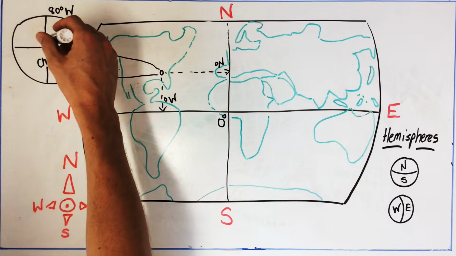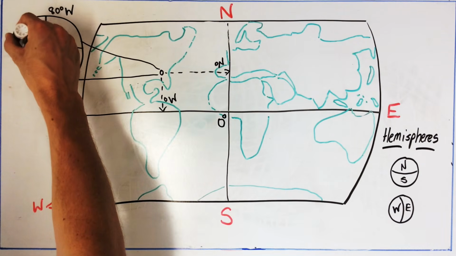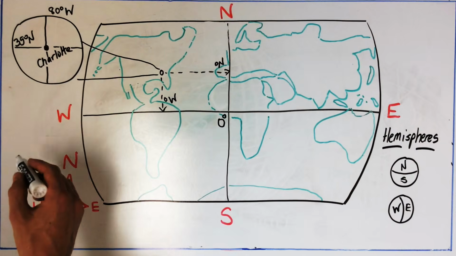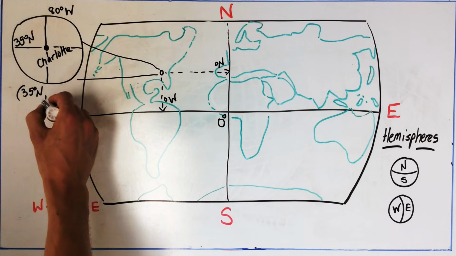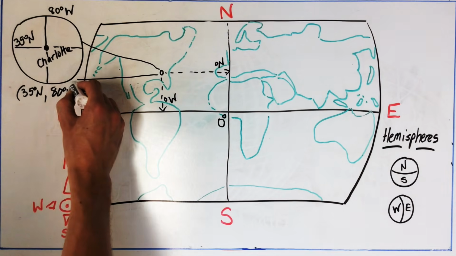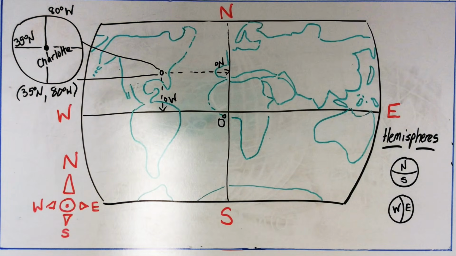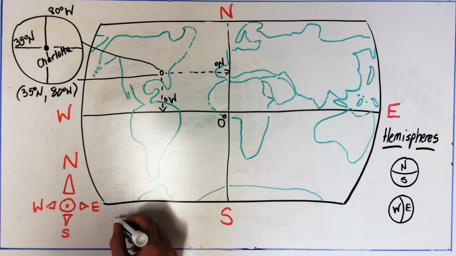So that line of longitude is 80 degrees west of the prime meridian, and that line of latitude is 35 degrees north of the equator, which means the official location of Charlotte, North Carolina is 35 degrees north, 80 degrees west. Latitude always comes first, followed by longitude when we write locations.